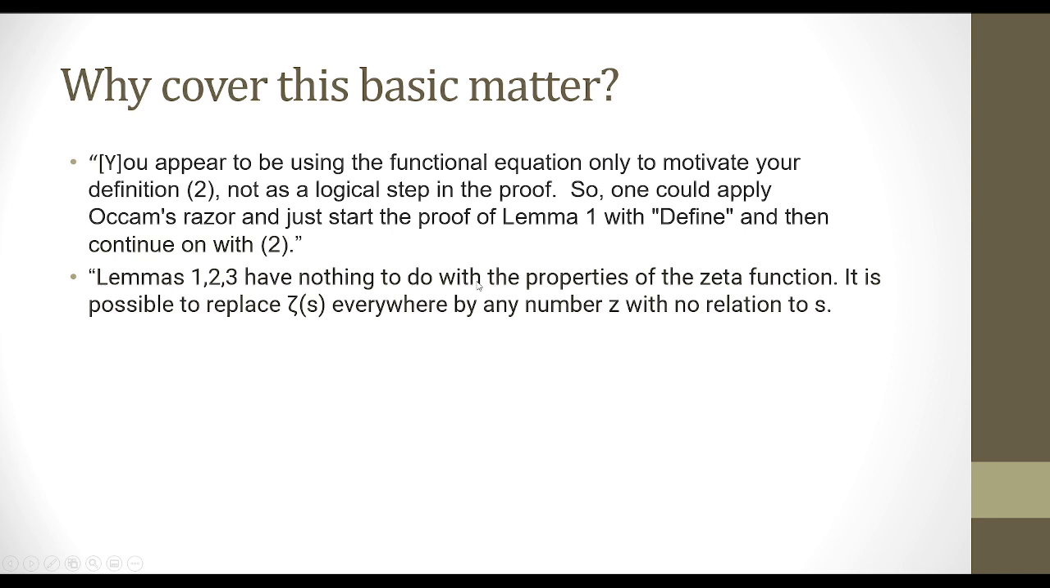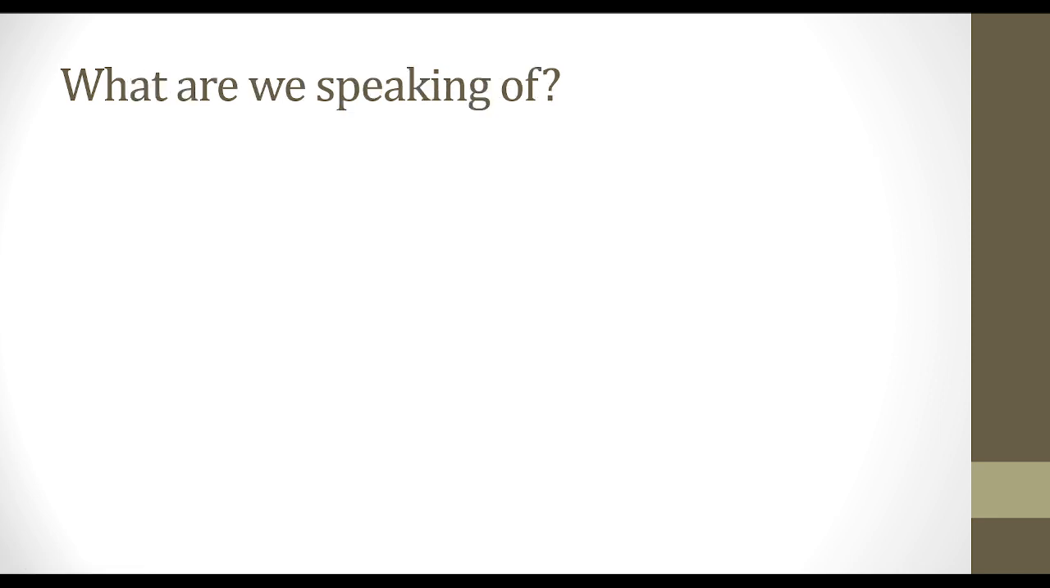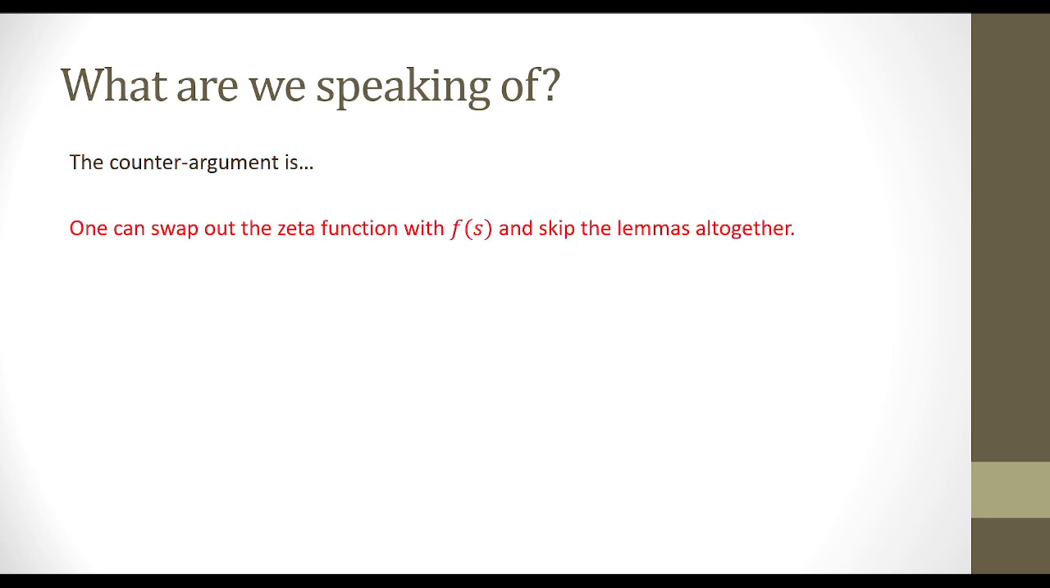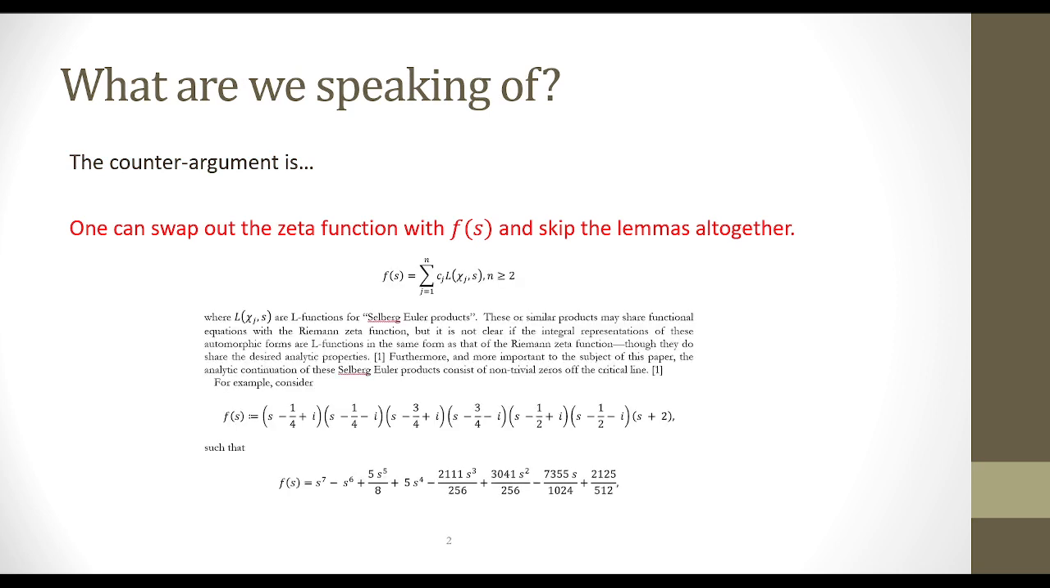So this is what the arguments have been. All right, because if you do this, this is what happens. So what are we speaking of? The counter argument is this, all right? One can swap out the zeta function with f of s. F of s is the beginning of the paper. And skip the lemmas altogether, all right?